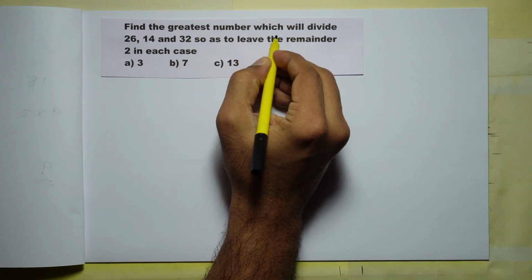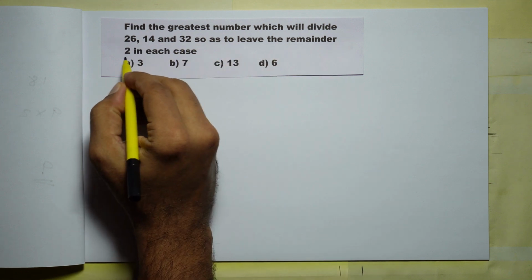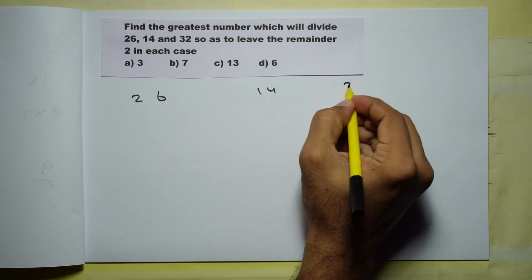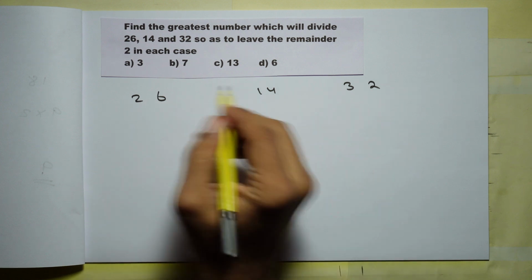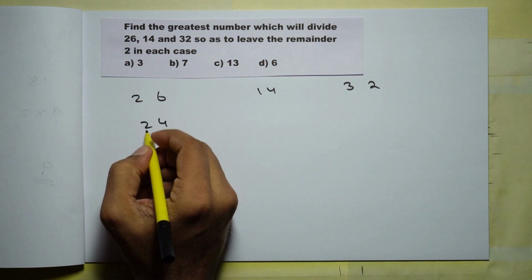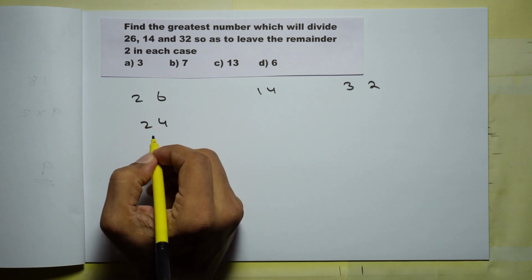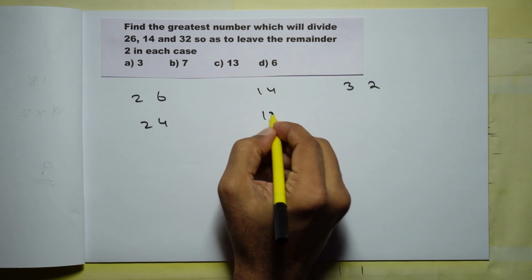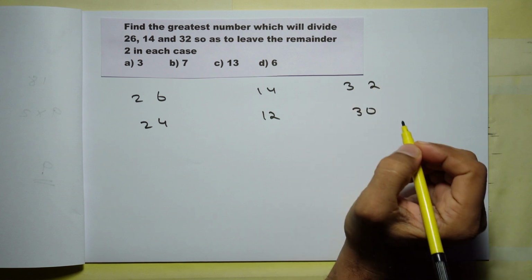Find the greatest number which will divide these three numbers so as to leave the remainder 2 in each case. So the numbers are 26, 14 and 32. So the greatest number which will divide each of these numbers and the remainder should be 2. We can see that the number should divide 24. So if a number divides 24, for 26 remainder will be 2. Similarly, while dividing 14, remainder is 2 means the number should divide 12. Similarly, the number should divide 30. So for 32, remainder will be 2.